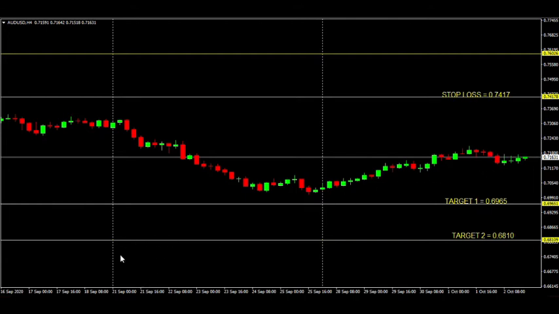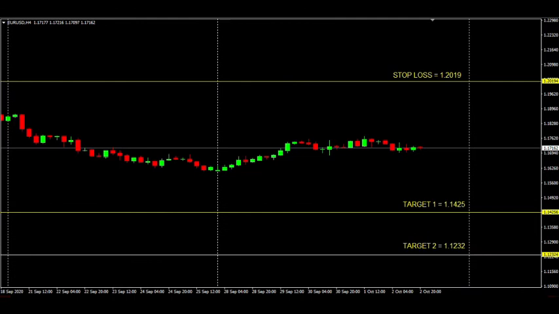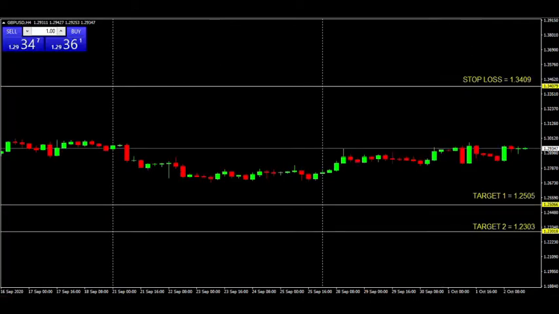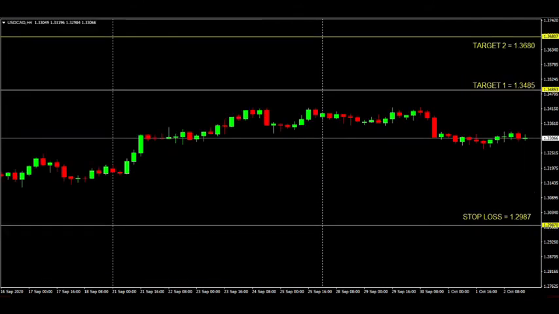Now let's have a look at Euro USD. The Euro USD also remained within a very short range and it didn't move much. Then the GBP USD also stayed within a range. They didn't move, so we did not achieve our targets. And the USD CAD went a little bit near our target, but then it came back, and this too stayed within a range, didn't move much.